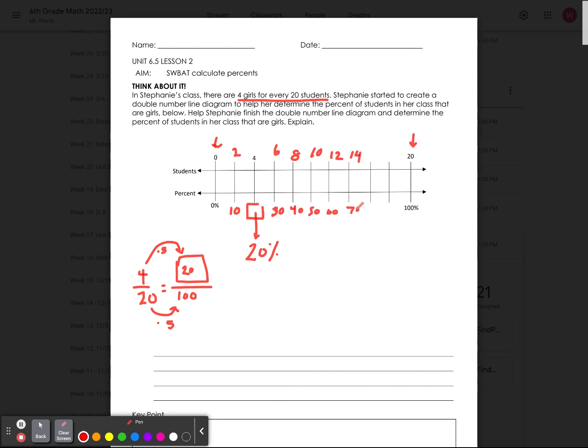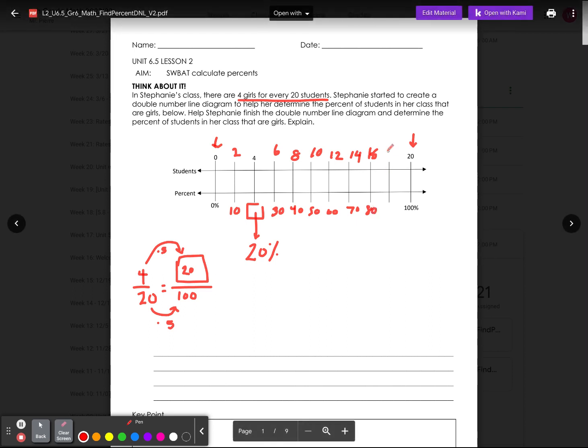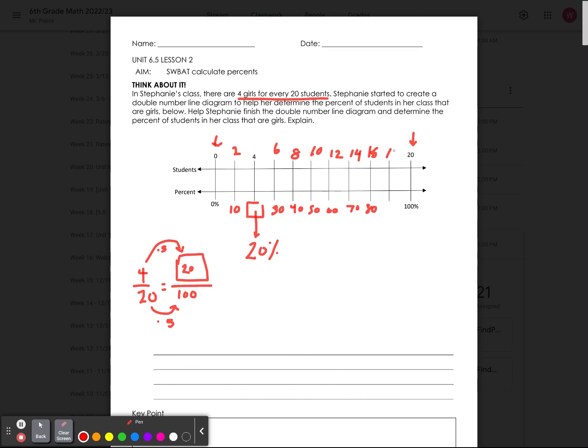I'm hoping you are recognizing the pattern that for every 2 girls, we're adding an additional 10%, so this would be 80%. And then if this were 18, this would be 90%.